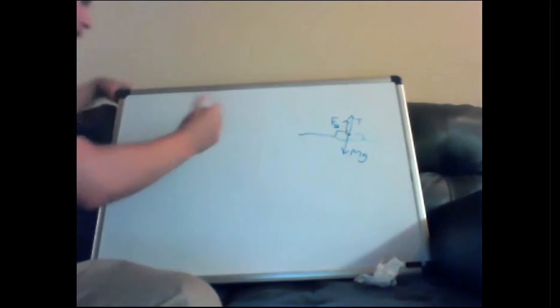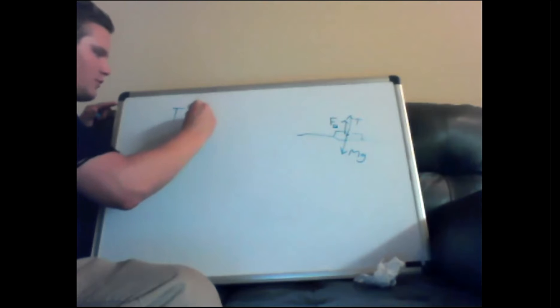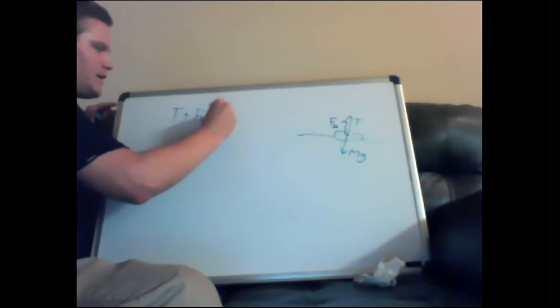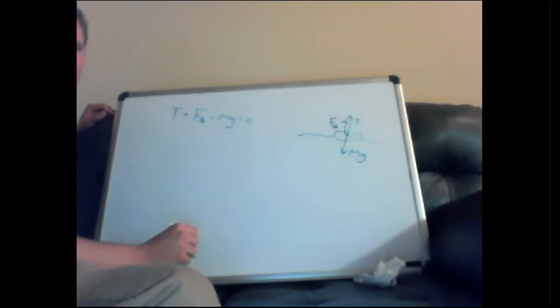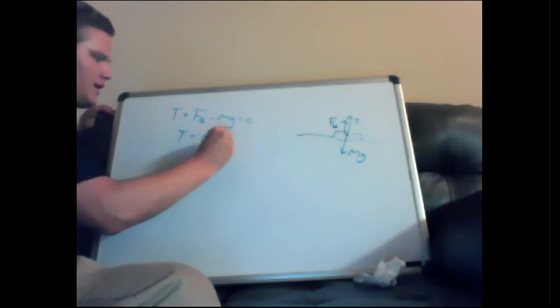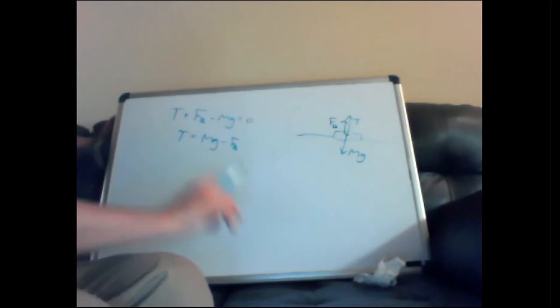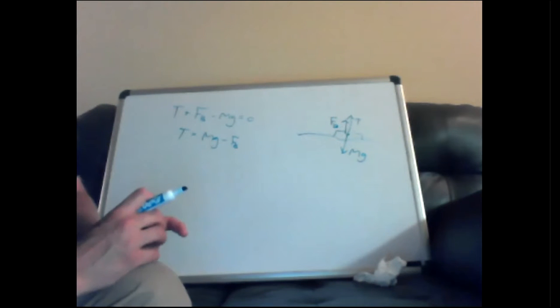And so I can say then that the tension plus the buoyant force minus mass times gravity is all equal to 0. I'm interested in solving for the tension. And so therefore I could say the tension is equal to mass times gravity minus the buoyant force. Okay, but of course they don't give us the mass of the object. We have to figure that out. What is the buoyant force?